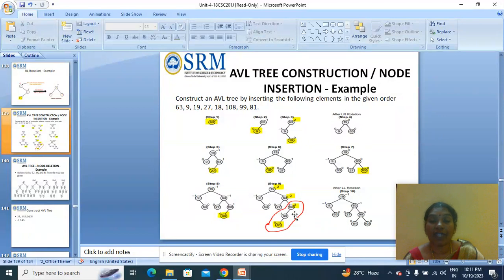Likewise, we have to construct the tree. For every insertion, as per the binary search tree property, we place the value, and after placing the value in the tree, we check whether the tree is balanced or imbalanced. If it is imbalanced, we take a single rotation or double rotation. Then we can get a balanced tree. So this is about AVL tree construction for the given input.